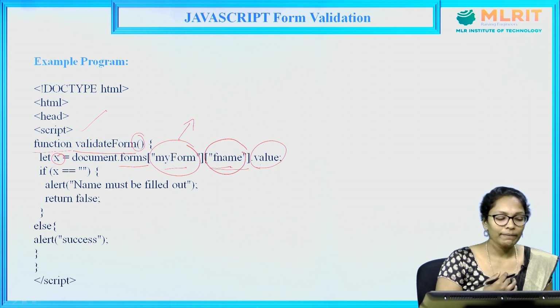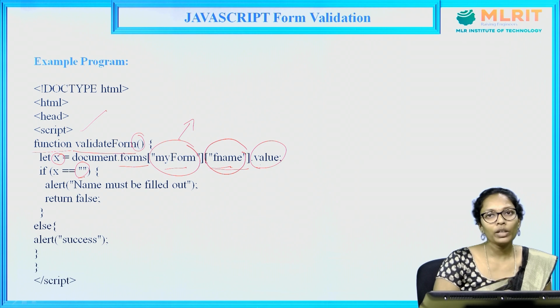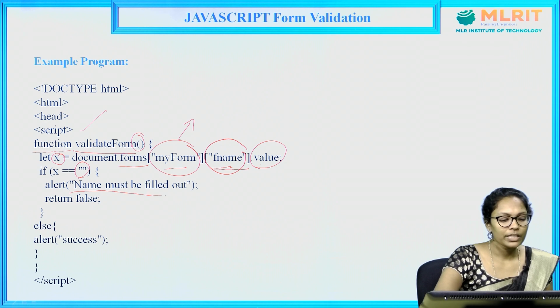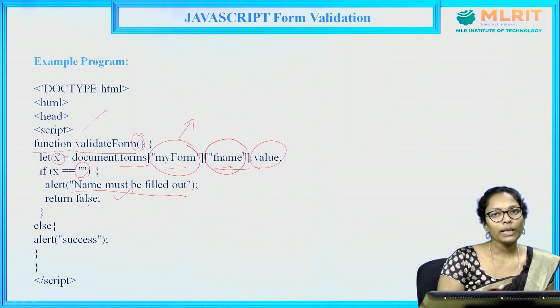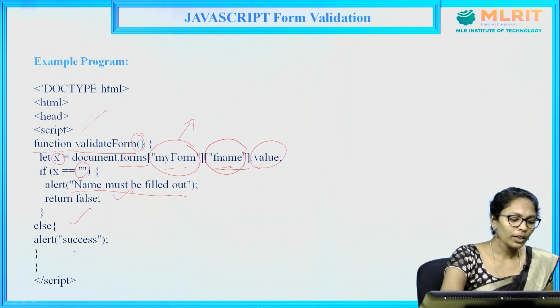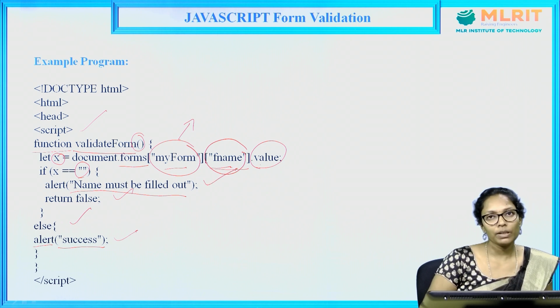How am I validating here? If x double equal to empty quotes, that means no value was entered. If you simply click the submit button, you need to get an alert message, name must be filled out, and then return false, because it's not a success. Else, if you enter something not empty, some name, it may be Sowmya, Raju, Sanvika, any name, then in the else I'm giving an alert message, success. You can enter any name and you will get success. If you don't enter any name, you will get the message, name must be filled out.